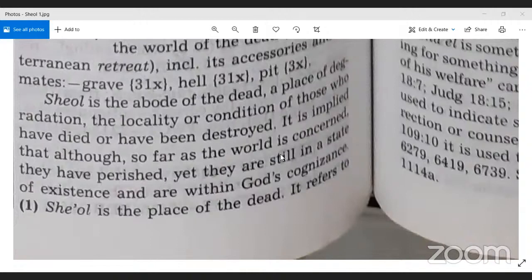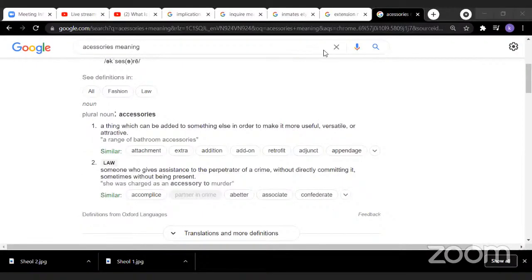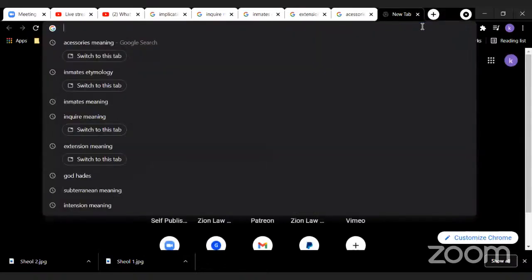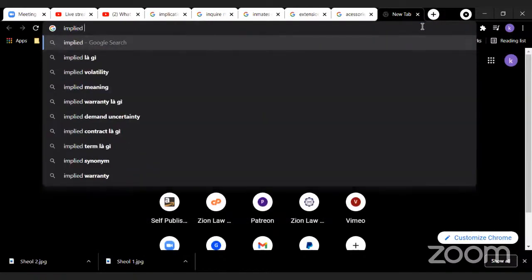I have another question or statement. You all see it says it is implied that although so far as the world is concerned, they have perished, yet they are still in a state of existence and are within the Most High's cognizance. So let's take a look at this. It is implied. Let's look up implied, and let's see if we agree with this, okay?